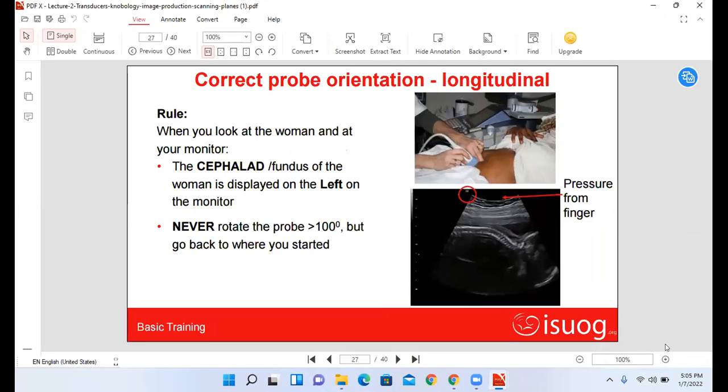This is in the longitudinal. Again, this is very important. If we are not looking at the notch, then the cephalic fetus will appear to be caudal. So again here, we have to take care about the correct probe orientation. Next slide, please.